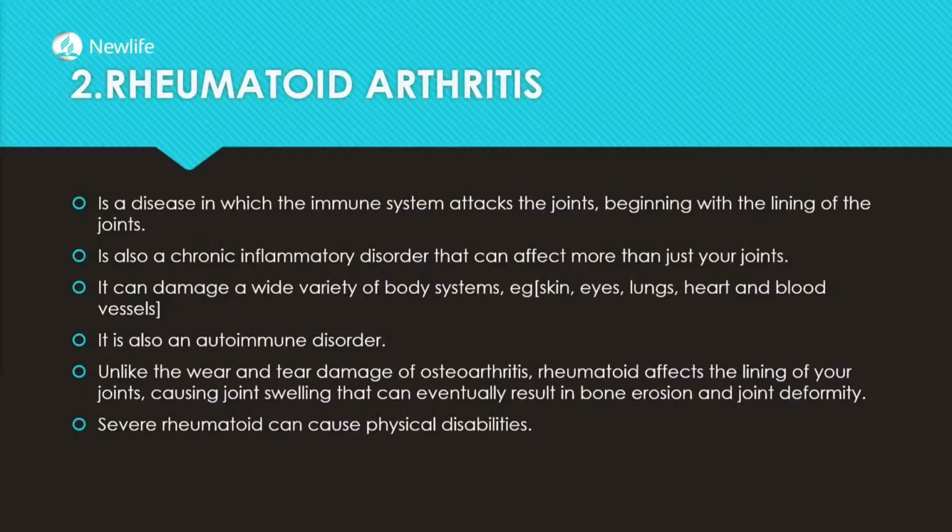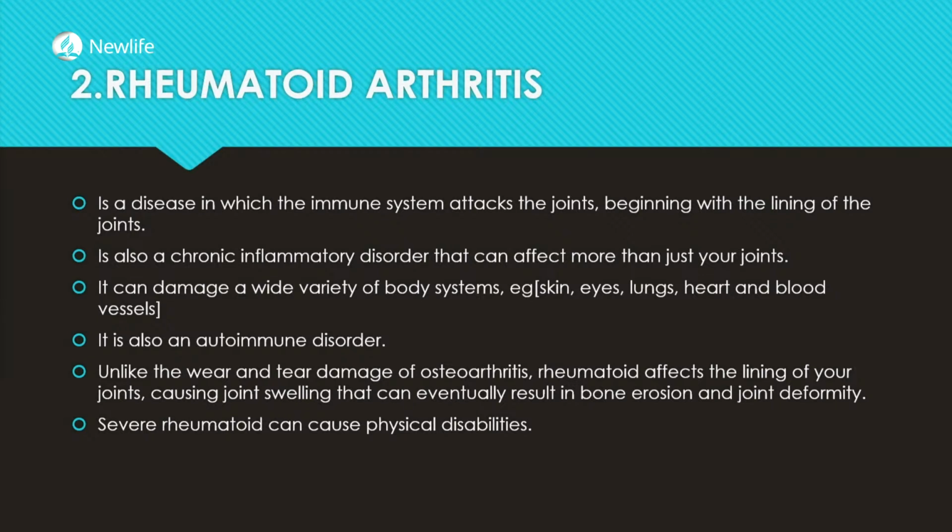We have rheumatoid arthritis. This is a disease in which the immune system attacks the joints, beginning with the lining of the joints. It is also a chronic inflammatory disorder that can affect more than just your joints. It can damage a wide variety of body systems, e.g. the skin, eyes, lungs, heart, blood, and blood vessels. It is also an autoimmune disorder.